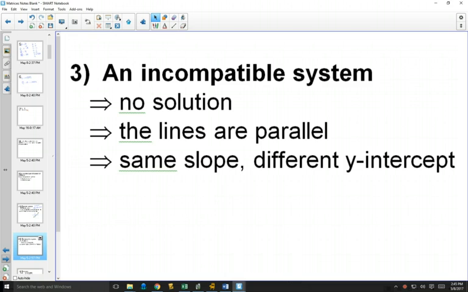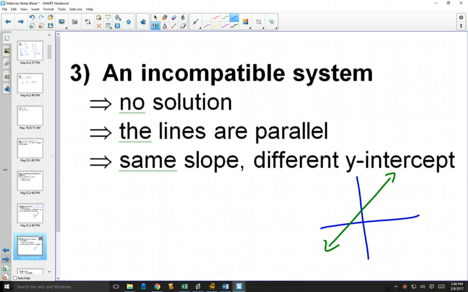And then you have an incompatible system. You might have 2 lines that have the same slope, but they have a different y-intercept. If that's the case, those 2 lines will never intersect. Unless you want to invent a new math where you need them to intersect, then you can do that and have them intersect at an infinity. But we won't go there.